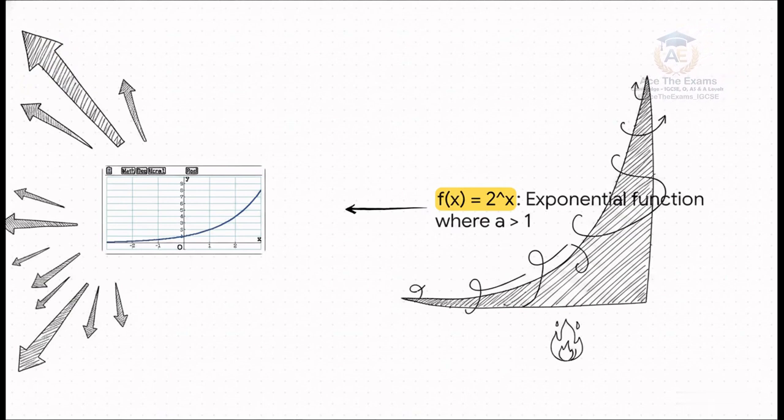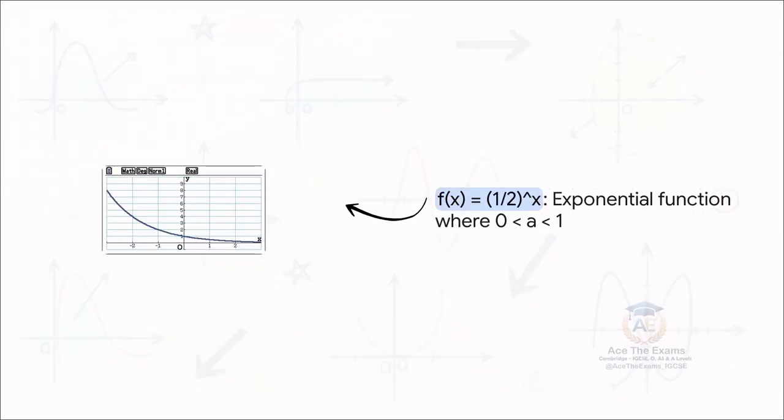As x increases, y literally shoots up exponentially. It starts slow and then just skyrockets. But conversely, watch what happens when our base value is a fraction. When that a is between 0 and 1, like in the function f(x) = (1/2)^x, the story completely flips.